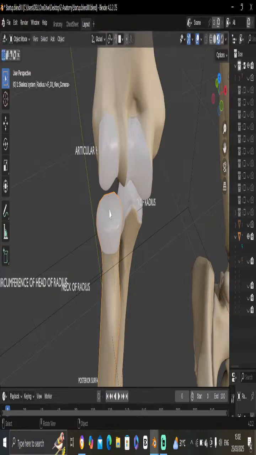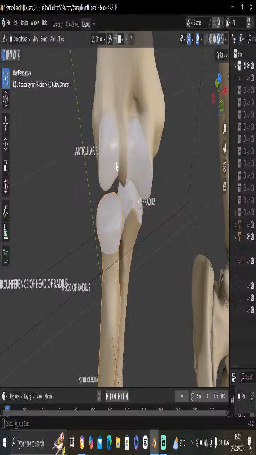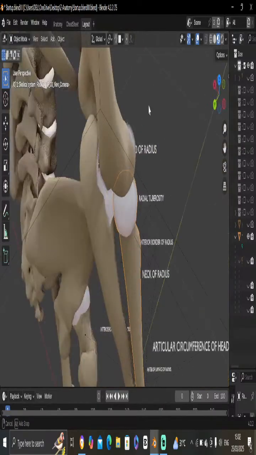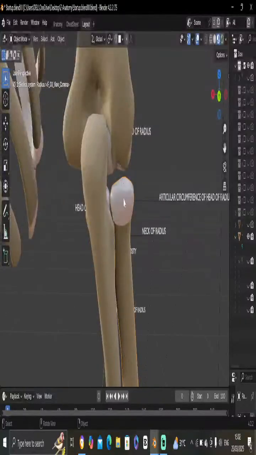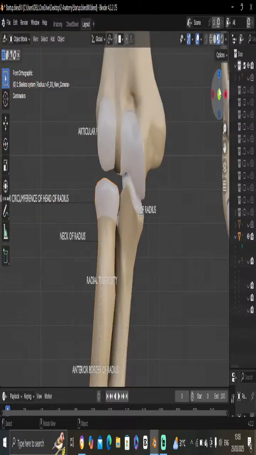In fact, if you feel at the posterior surface here, this posterior portion of the head, if you touch it from your elbow and you try to rotate your hand, you can feel the radius rotating in the forearm. As you are rotating your arm, you can actually feel the movement of this head. So let's go back to the anterior surface.